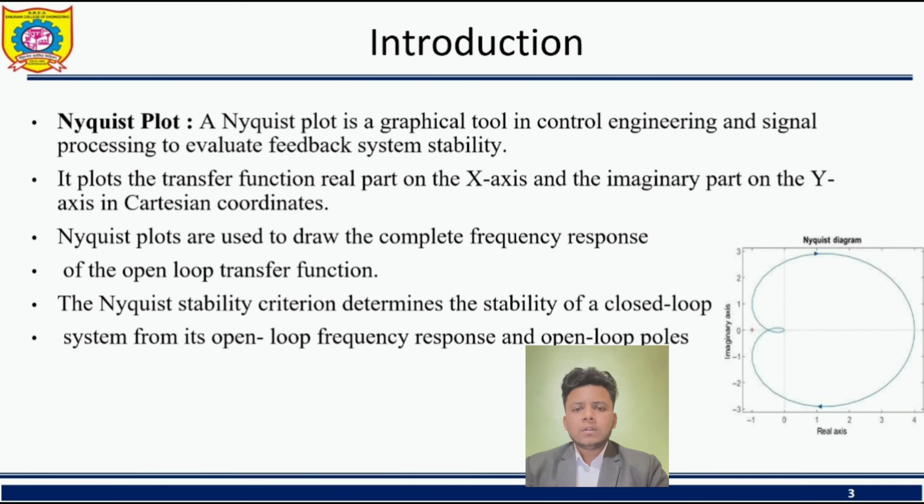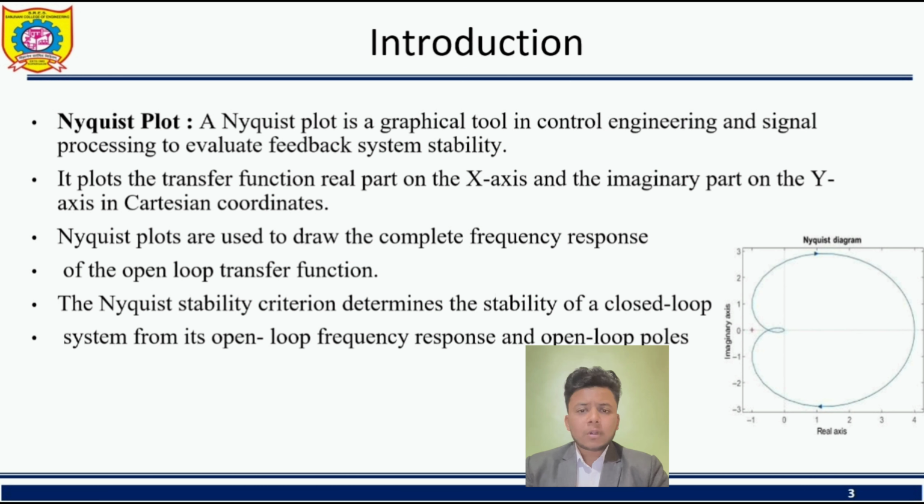So hello everyone. Now we will talk about the Nyquist plot. A Nyquist plot is a graphical representation of a system's frequency response, commonly used in control systems and signal processing. It is a polar plot of the complex function G(jω)H(jω), where G(s) and H(s) are the open loop transfer functions of a system. The plot is useful in analyzing the stability and performance of a system using the Nyquist stability criterion.